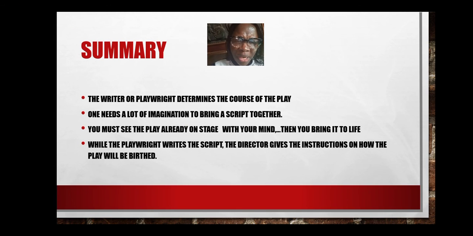And while the playwright writes the script, the director gives the instructions on how the play will be birthed. So let us start.